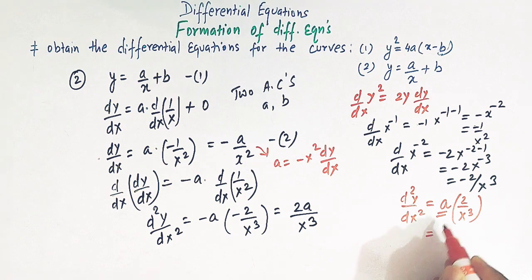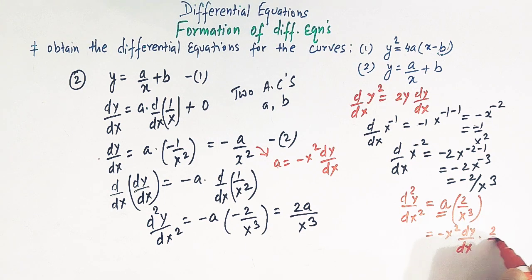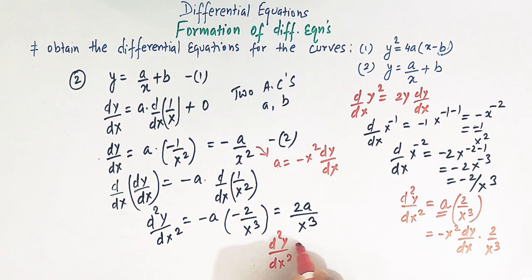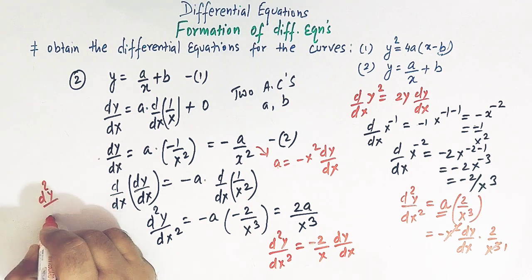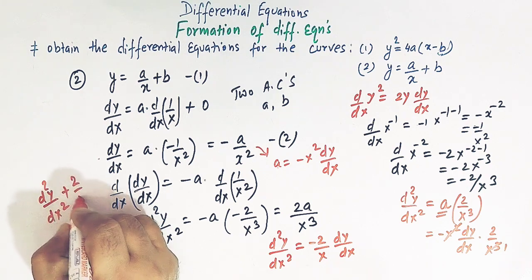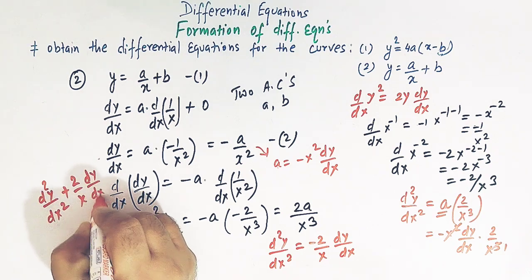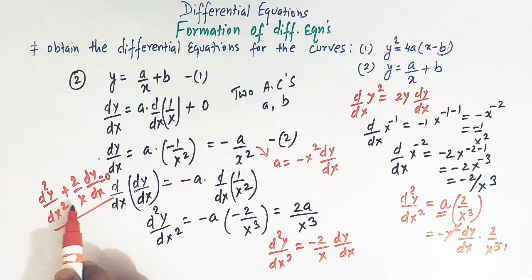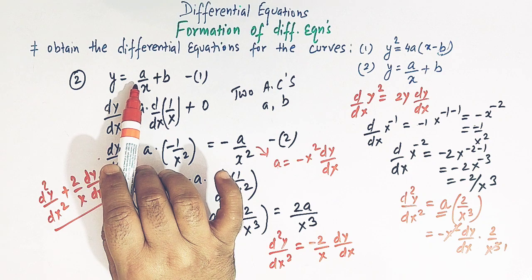So now we can write the value of a. Here we have minus x square dy over dx, and here we have 2 over x cube. So now we can write d2y over dx2, and this x square and this power get cancelled. So we are left with minus 2 over x dy over dx. Taking this term to this side, we have d2y over dx2 plus 2 over x dy over dx is equal to 0, right? So this is the required differential equation corresponding to this curve.